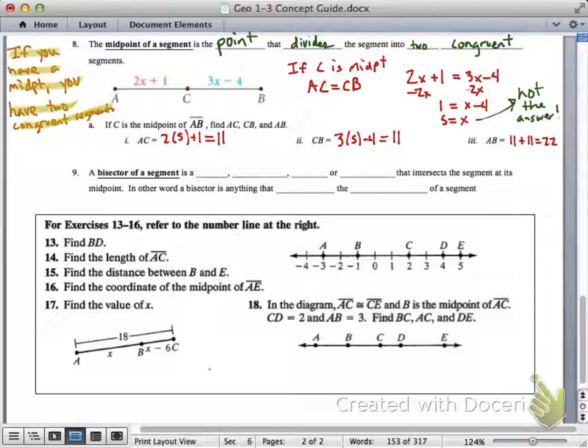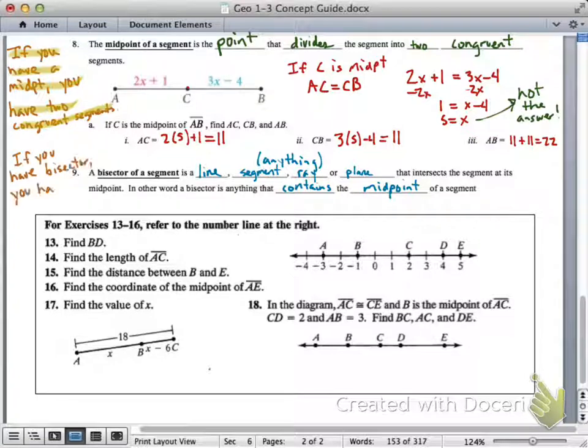Okay? Now, a bisector is related to a midpoint. A bisector is a line, segment, ray, or plane. Really, it's anything that intersects a segment at its midpoint. In other words, a bisector is anything that contains the midpoint of a segment. So if you see the word bisector, it means you have a midpoint. And what does a midpoint mean? A midpoint then means that you have two congruent segments. But the bisector is a thing that contains a midpoint. That's what you've got to know. Bisector cuts it in half. It contains a midpoint.